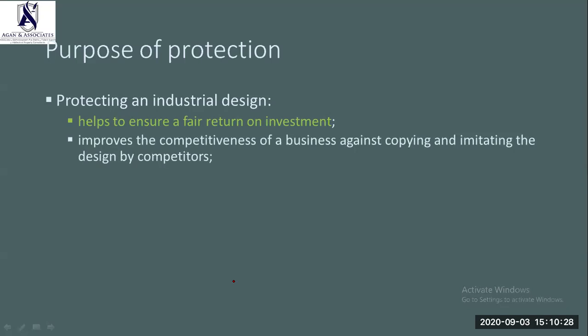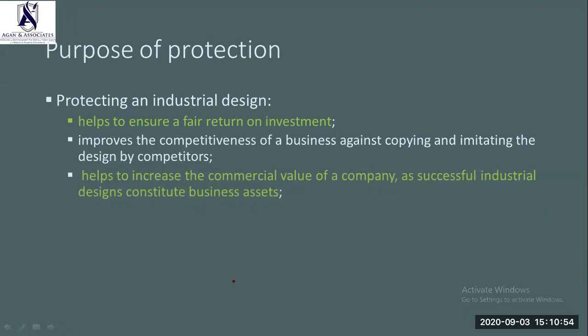It also improves the competitiveness of a business against copying and imitating the design by competitors, because should one imitate, then they will have infringed the rights of the owner of the industrial design. And it helps to increase the commercial value of a company.